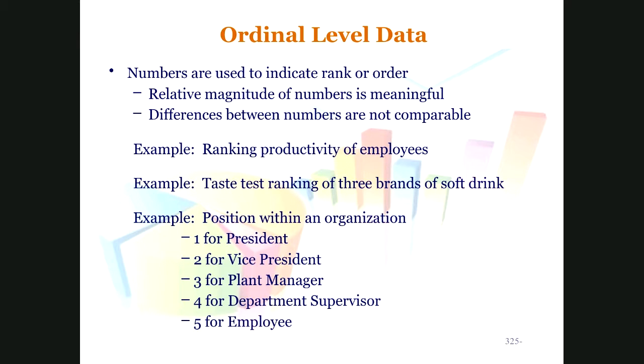At the ordinal level, numbers are used to indicate rank or order. So the relative magnitude of numbers is meaningful. This is where meaning comes into play for the numbers that you are associating. So the differences between the numbers are not comparable. So an example would be ranking the productivity of employees.